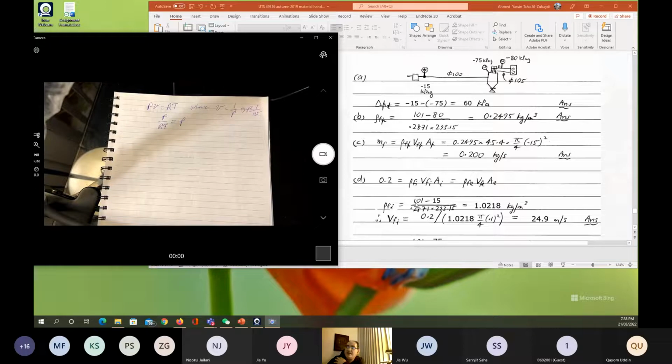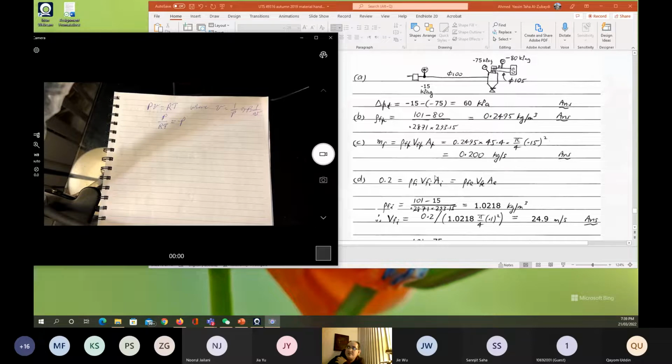And thus we're going to have 86 kilopascal. And at the denominator, the gas constant R is 0.2871 multiplied by the temperature, which is 293.15. So the density at the inlet was only 1.0218 kilogram per cubic meter. Now we know the density at the inlet, we know the cross-sectional area at the inlet, and we don't know the velocity at the inlet.